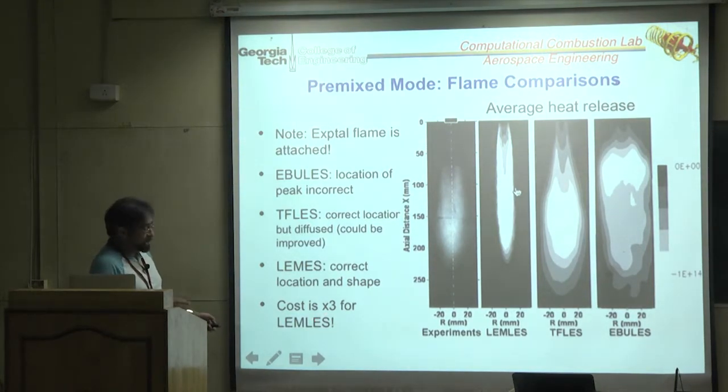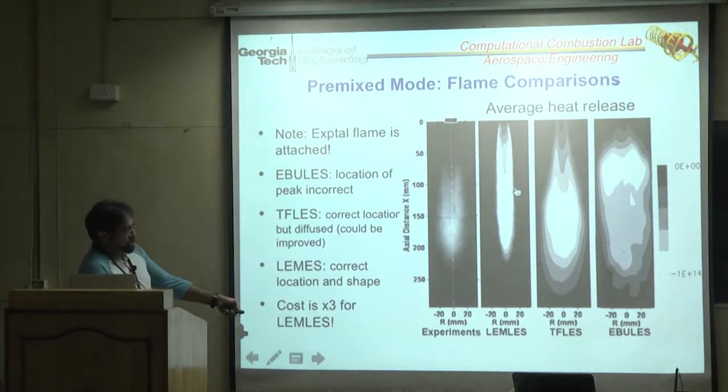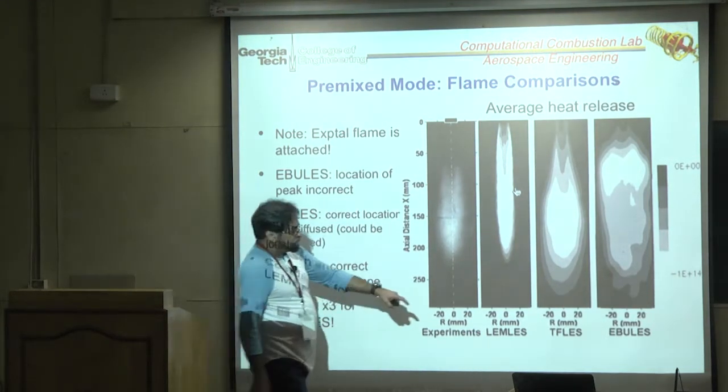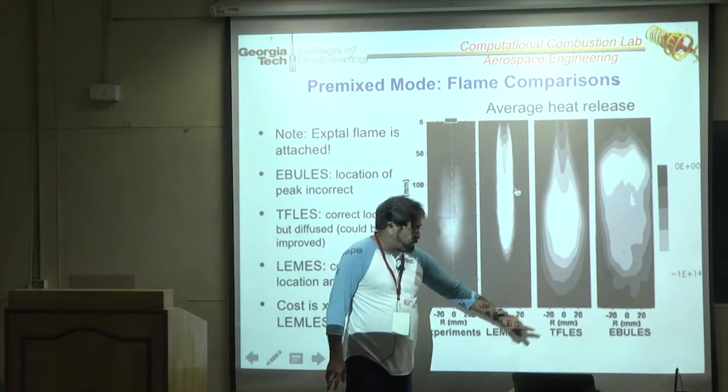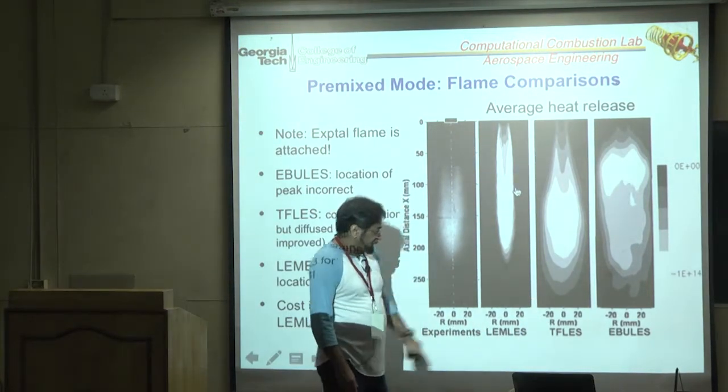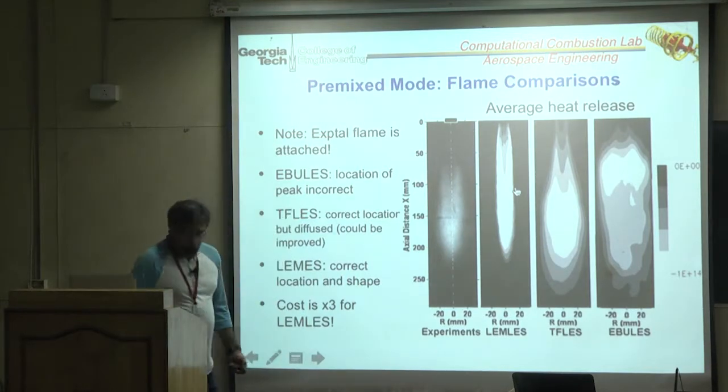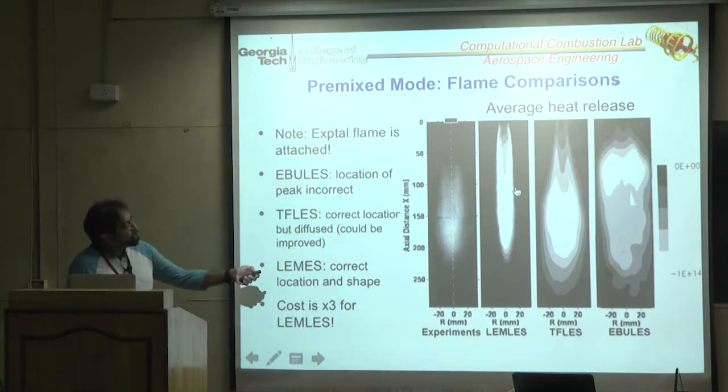LEM is correct to within a factor of 3. This is with finite rate and everything. The total cost was 3 times more than the other cost. You remember, thickened flame just runs the same number of species. EBU is cheaper than thickened flame, but LEM was expensive. But still, overall, thickened flame and LEM looked okay.